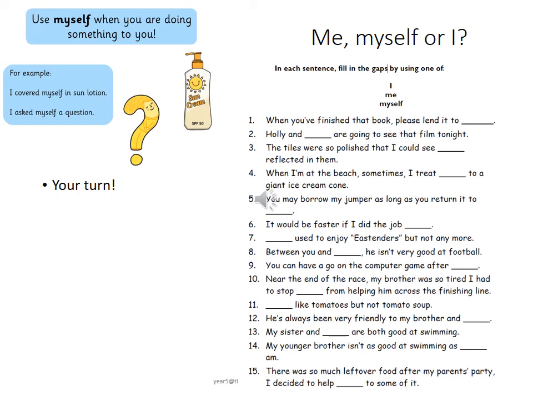So then you've got a task to look at those sentences. Would you use I, me, or myself in those sentences? You should use each of those words 5 times if you're correct all the way through.